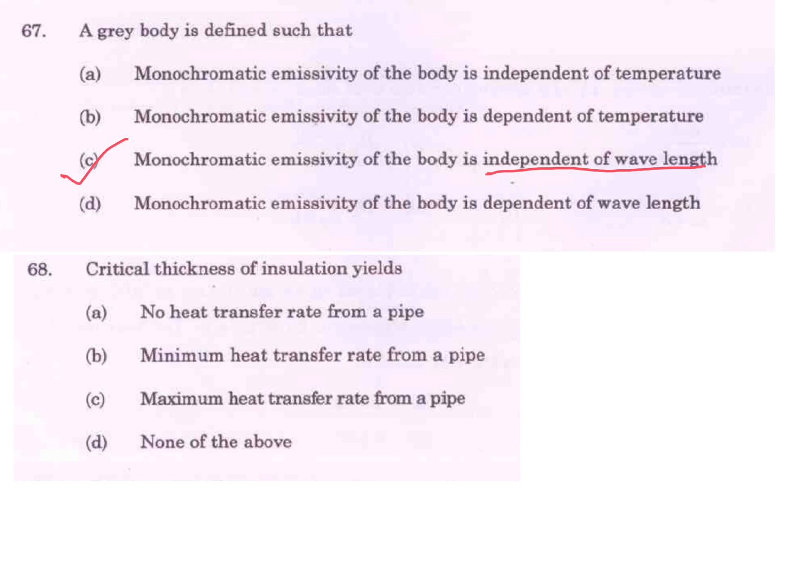Next, critical thickness of insulation yields. This one was already discussed. Q by R, here Q is maximum at the critical thickness. Maximum heat transfer rate from a pipe. C is our answer.